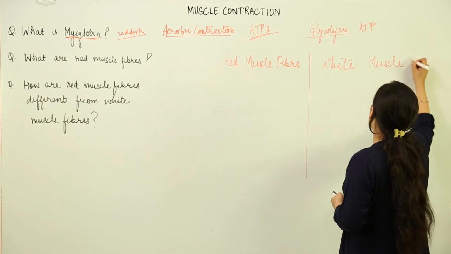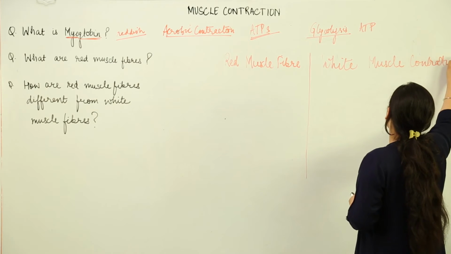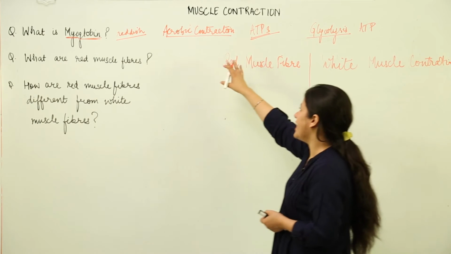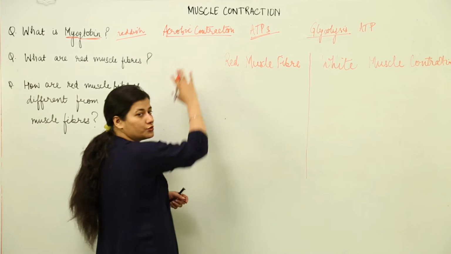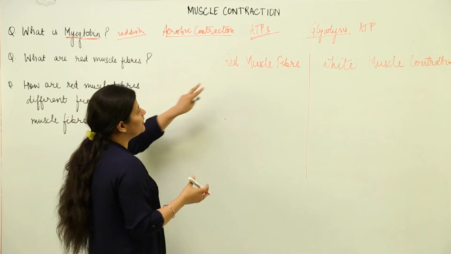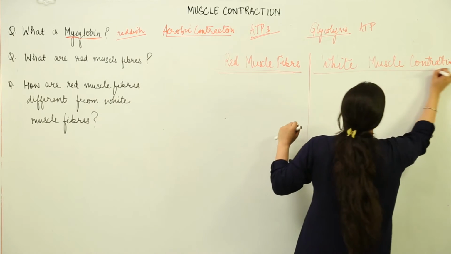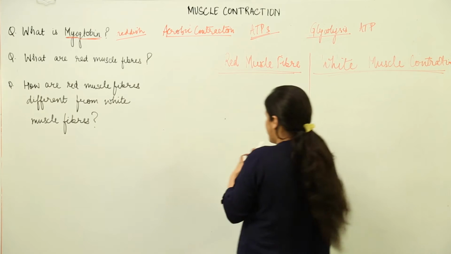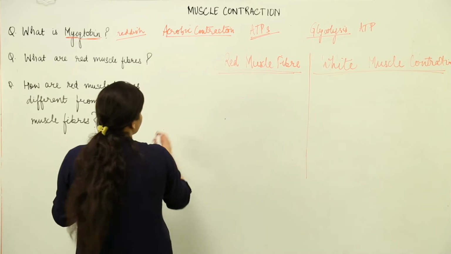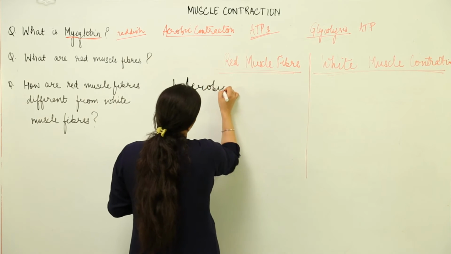So one contraction would be brought about by oxidative phosphorylation, which takes place in mitochondria. Another thing that we point towards is that the red muscles, because they are aerobic muscles, would have a lot of concentration of mitochondria inside them. First thing is that these are aerobic muscles, okay?